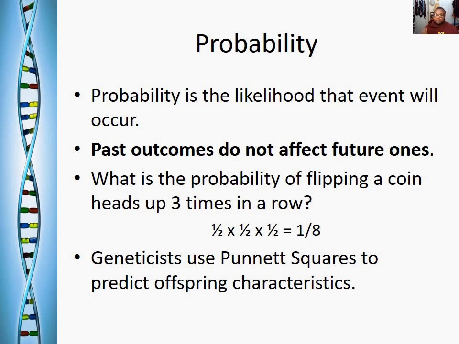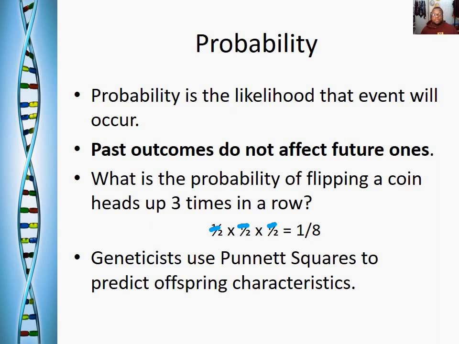For example, what is the probability if I flip the same coin 3 times in a row of having heads? It's 1/8. What do I mean by that? Just simple multiplication of fractions. You multiply the tops, and you multiply all the bottoms. 1 times 1 is 1 times 1 is 1. 2 times 2 is 4 times 2 is 8. So 1/8.